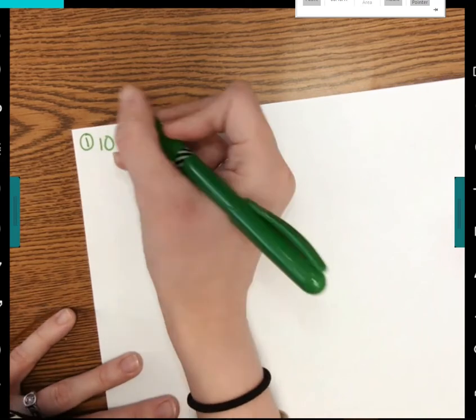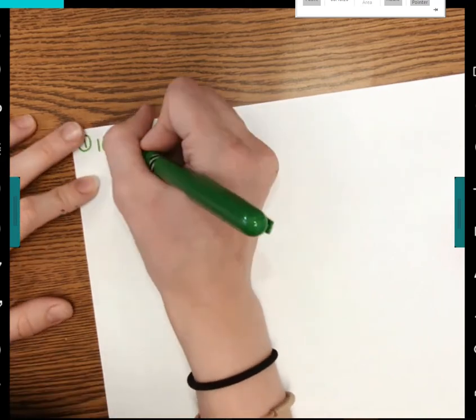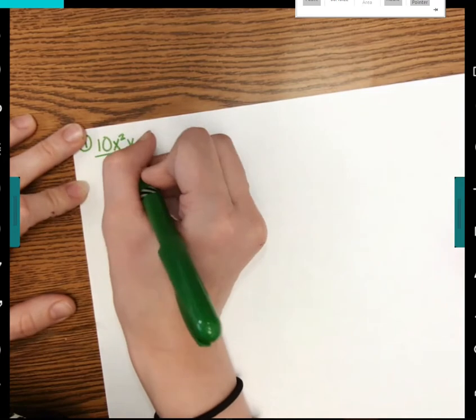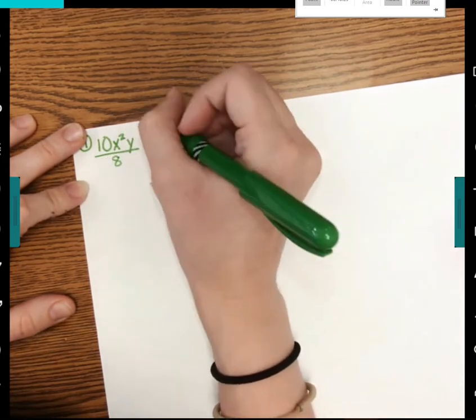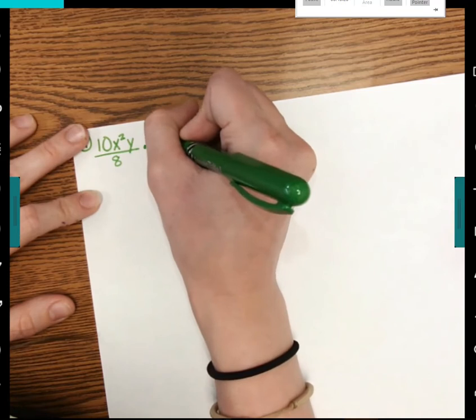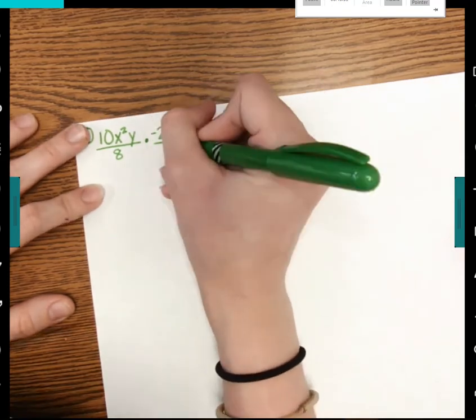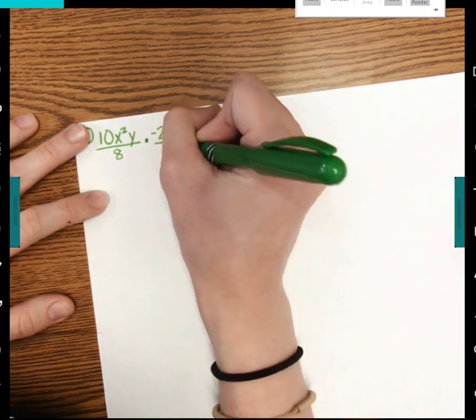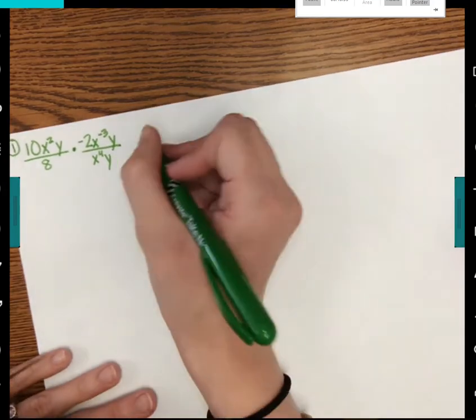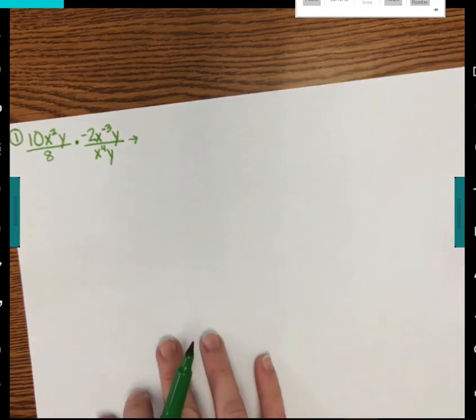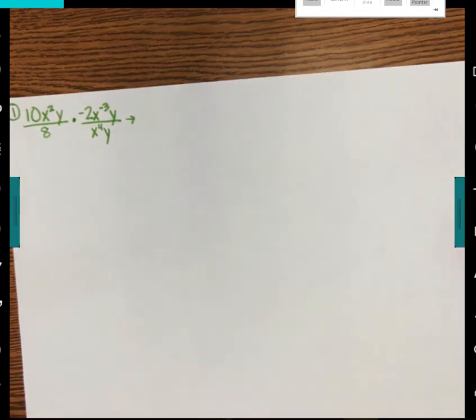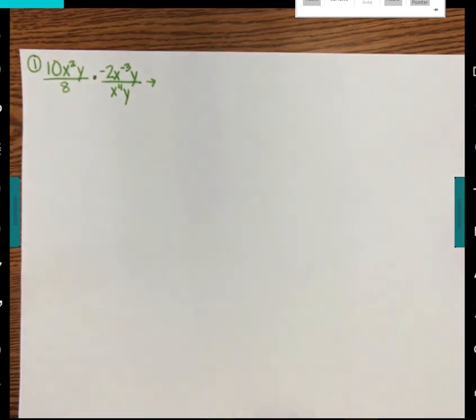So say we have 10x squared y over 8 times negative 2x negative 3y over x to the 4th y. Okay, now this is a lot. Our previous examples were just looking at one of the rules at a time. This, however, has multiple rules going on. So let's give ourselves some guidelines to work within.